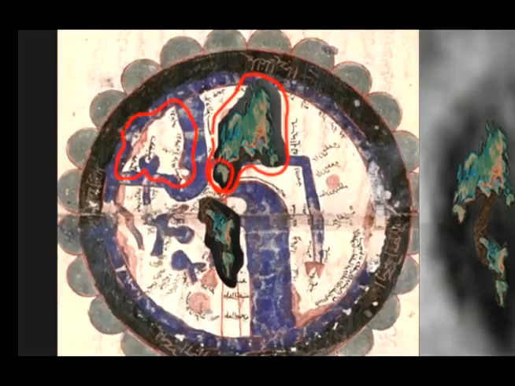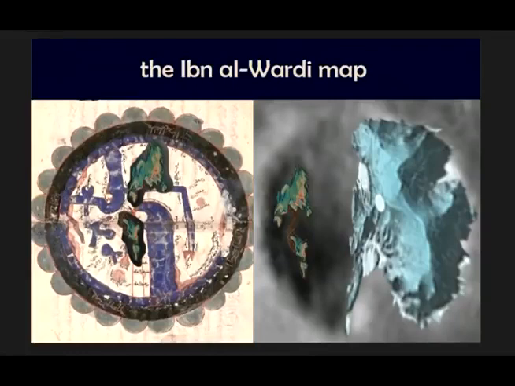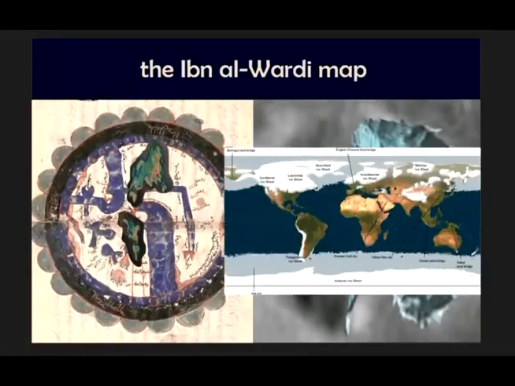Then you have Africa, Australia, and India. Now let's take a look at the Americas. Notice how the Americas are not an island, and at that moment I realized that this was an Ice Age map. So let's take the Ice Age Columbus map.